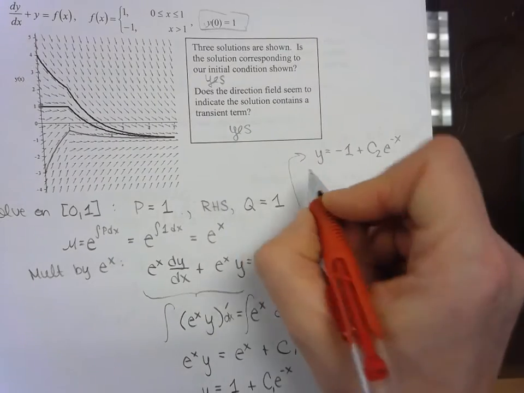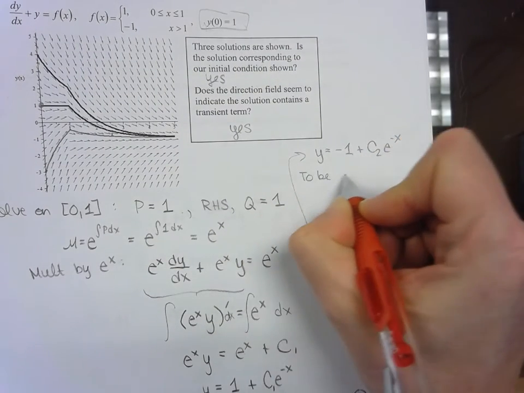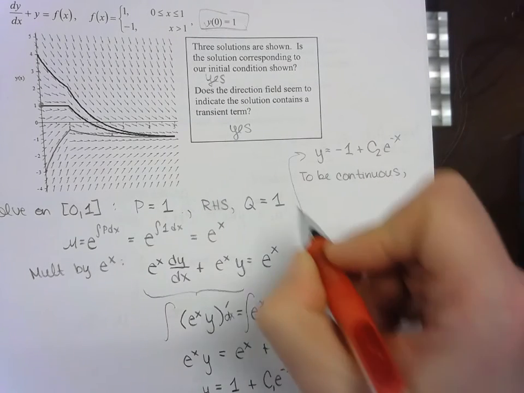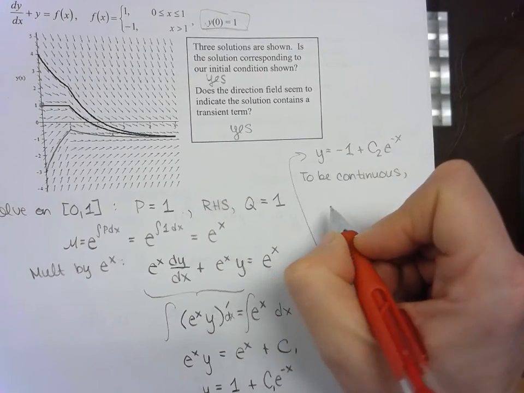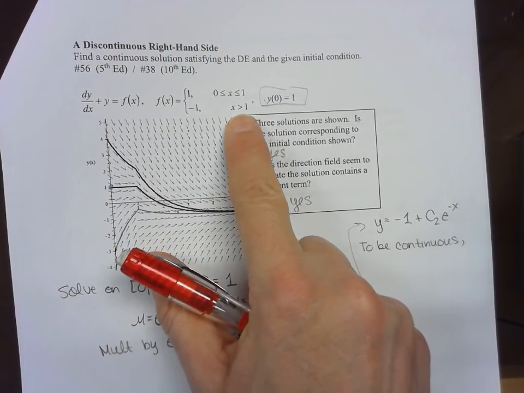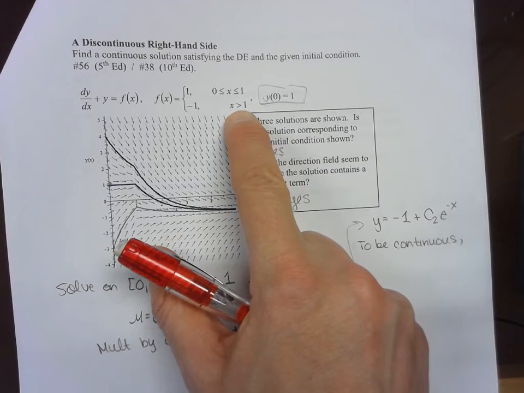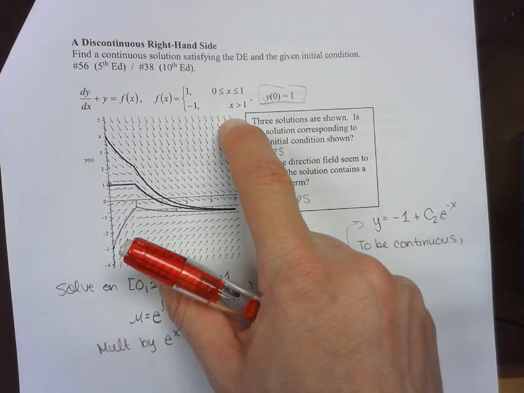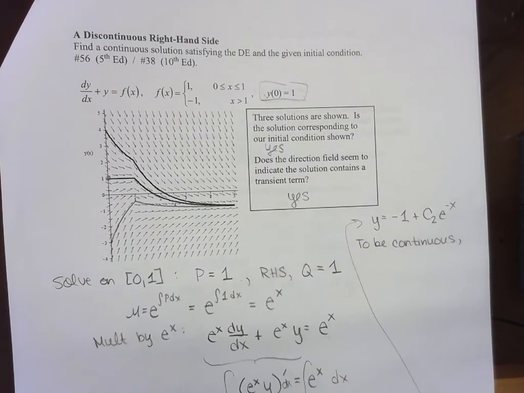To be continuous, usually I'd need to use limits because here it has x strictly greater than 1. So I'd have to take the limit as x goes to 1, right? The place where this has a discontinuity is at x equals 1. We would need the limit to be equal to the function value, right? We'd need this part of the solution to match up with this part of the solution right at x equals 1.